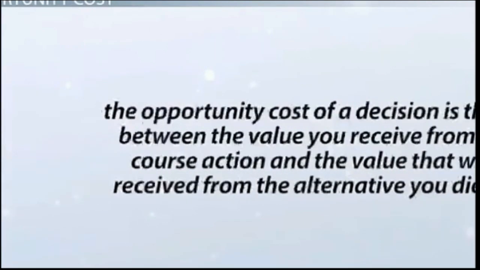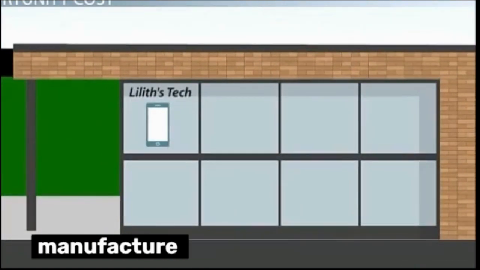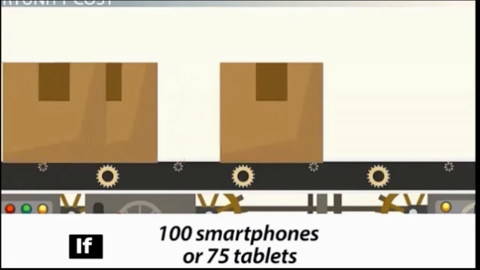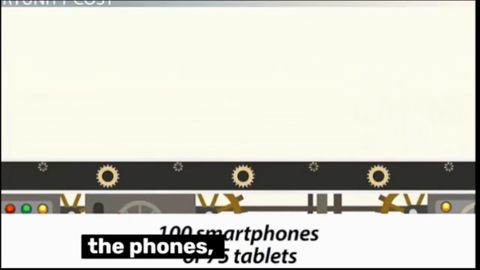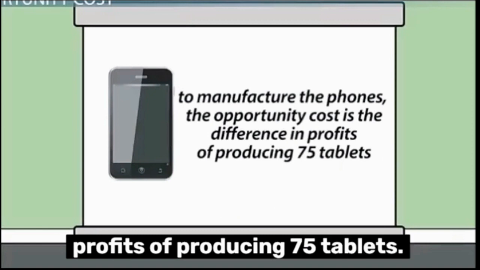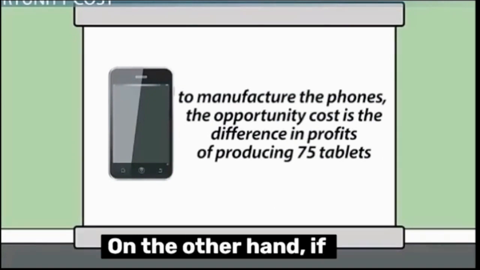Let's look at Lilith's tech company to illustrate the concept. Lilith can use one day to manufacture either 100 smartphones or 75 tablets. If she chooses to manufacture the phones, the opportunity cost is the difference in profits of producing 75 tablets.